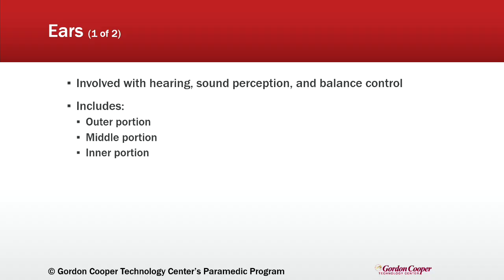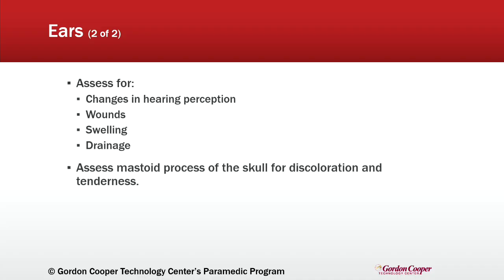The ears are involved with hearing, of course, sound perception, as well as balance, so they do quite a few things. The ear consists of 3 main portions: the outer, the middle, and the inner portion of the ear. Each one of these portions can be damaged, injured, or ill. They can be infected, and it's going to cause the presentation of different issues. When you assess a patient's ear, check for any changes to their hearing, perceptions, wounds, any swelling, or any drainage.